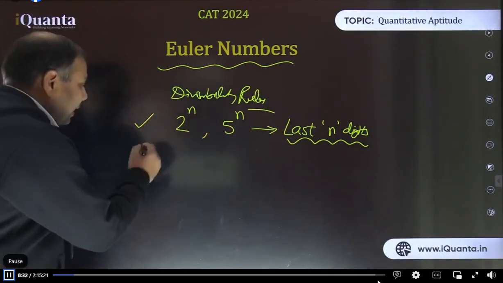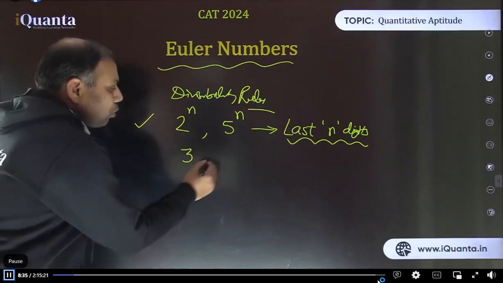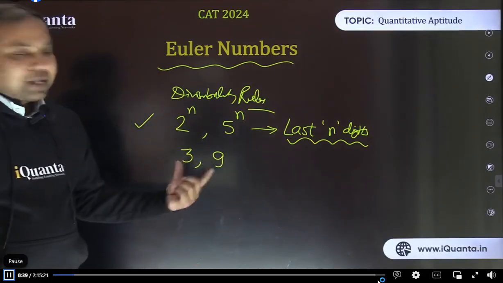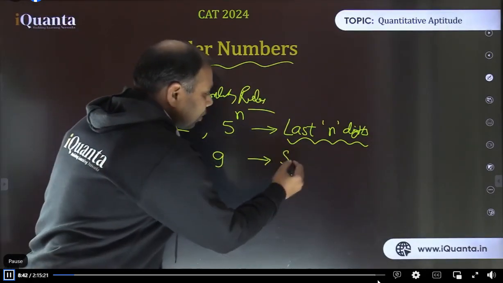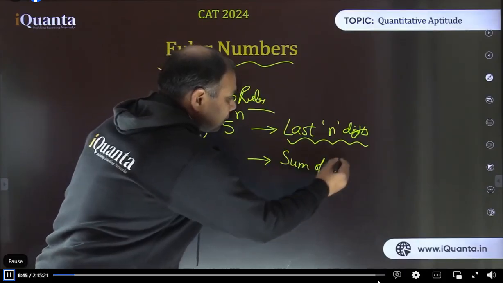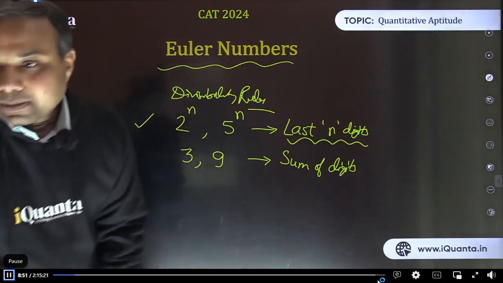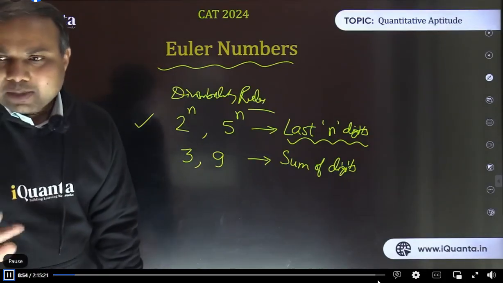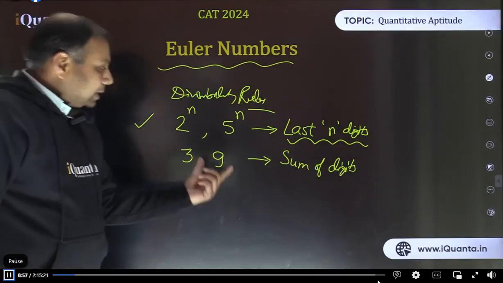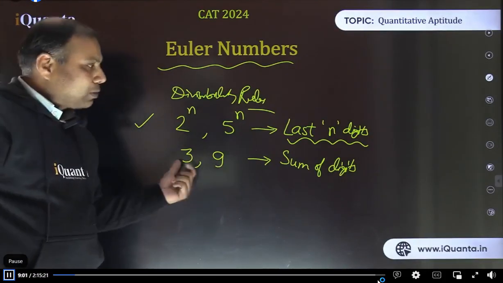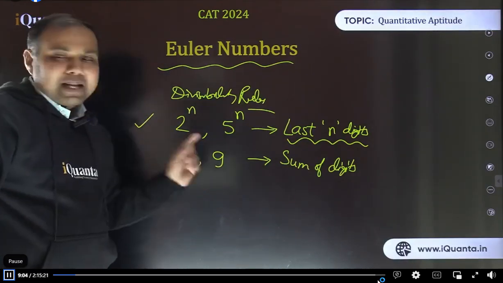So how to find remainder? Next, you also discussed the divisibility rule of 3 and 9. They both have the same rule. What was the rule? The sum of the digits of the number must be divisible by these divisors, right? Anyway, 3 or 9, they both have the same divisibility rule: the sum of the digits of the number must be divisible by these particular divisors.